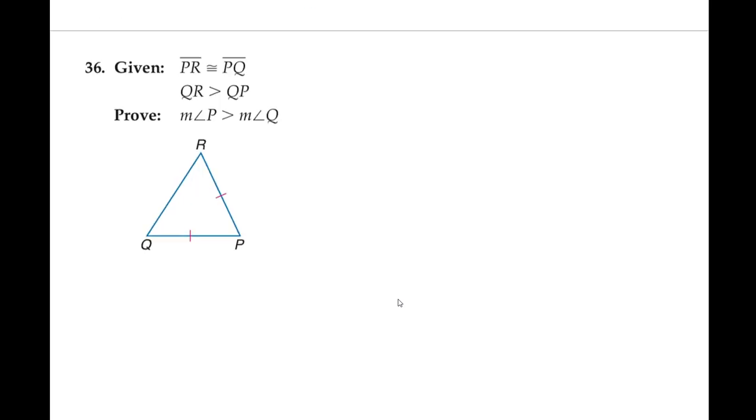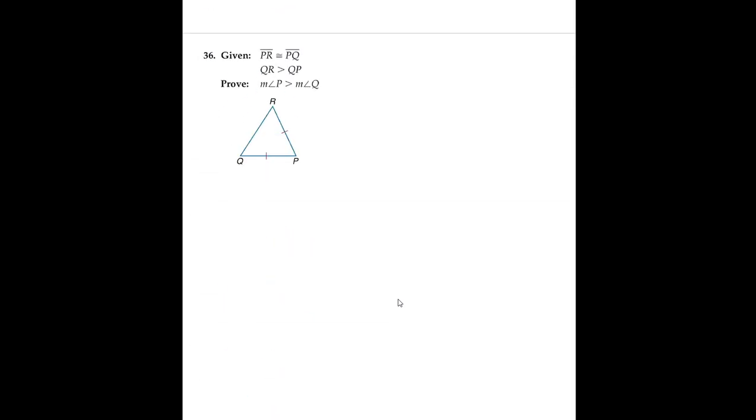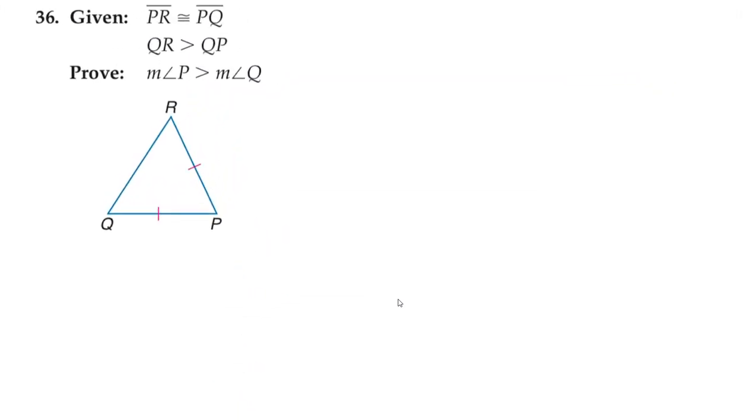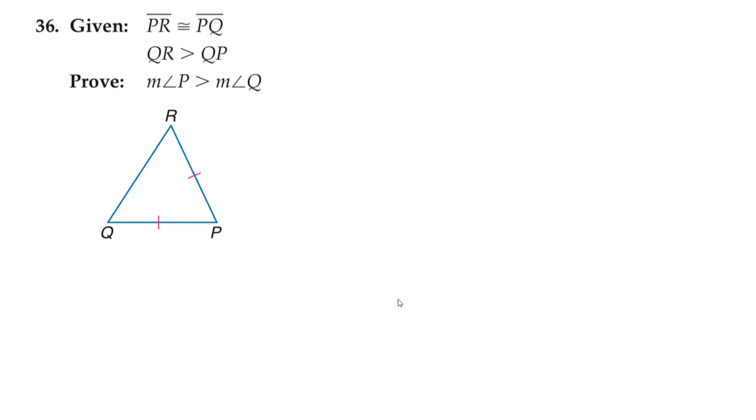Okay, so let's do just one or two proofs. I think I did two proofs really quick. Okay, so here's a proof using inequality. So we're starting with PR is the same as QR. Okay, so let's just say that's given. Let's do it in blue. Okay, so PR is congruent to PQ.